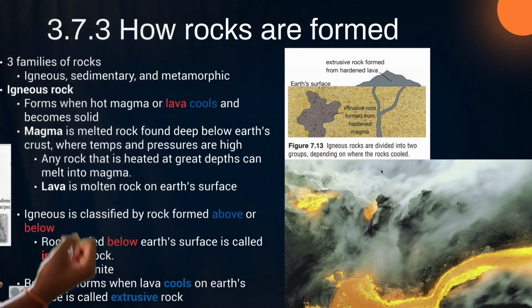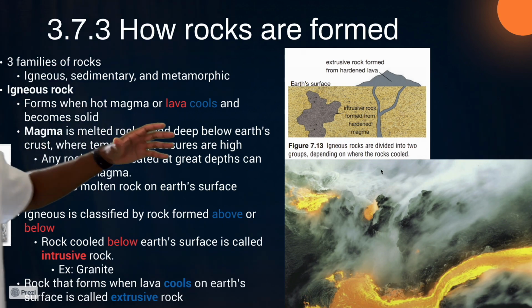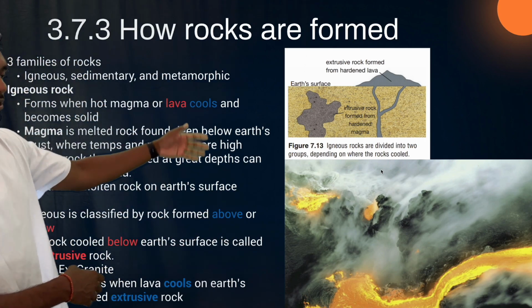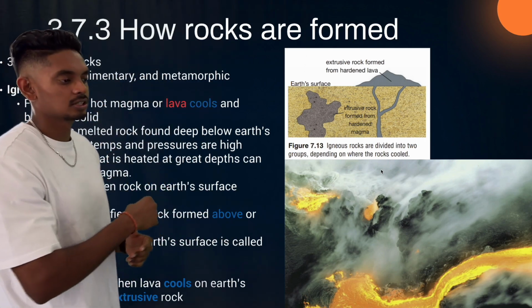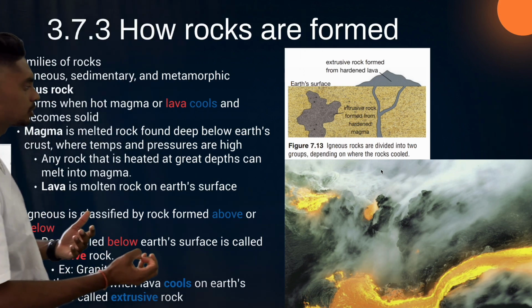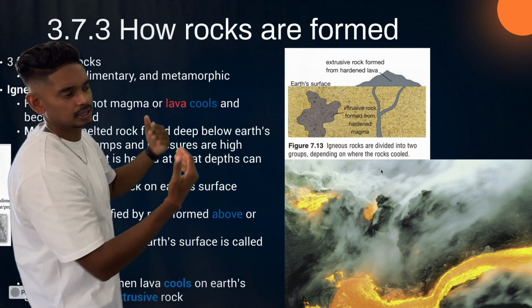It becomes igneous rock. Magma is melted rock found deep below Earth's crust. So if you think about magma, magma is when it's still in the ammunition chamber. Okay, it's not out of Earth yet. And then once it explodes, it shoots everywhere. Then it becomes lava. Okay, it's just terminology so that people know what you're talking about. Are you talking about magma when it's in Earth, or are you talking about lava when it's outside of Earth? Okay, that's the difference there.